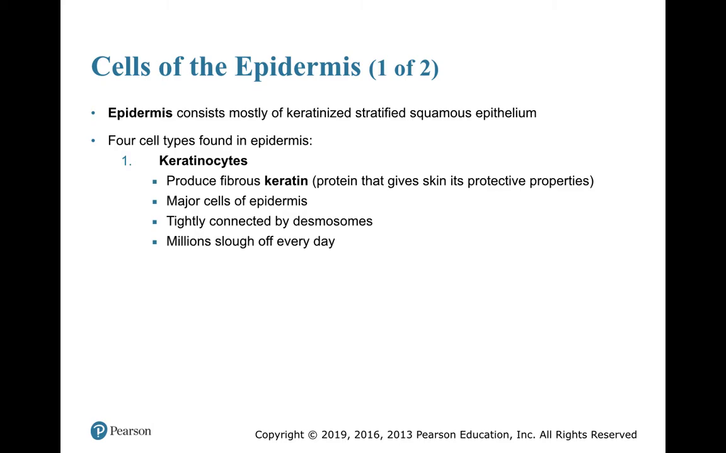Epidermis is keratinized stratified squamous epithelial cells. So they are cells that appear in layers, stratified, and those cells produce a lot of a protein called keratin, so they are called keratinized. And within the epidermis, there are four types of cells. They're not all keratinized epithelium. First are keratinocytes. They produce a fibrous protein, and that fibrous protein, keratin, gives skin most of its protective properties. They are the majority of the cells in the epidermis. They are held together with tight junctions called desmosomes. And on the top layers, we lose millions of them every day.